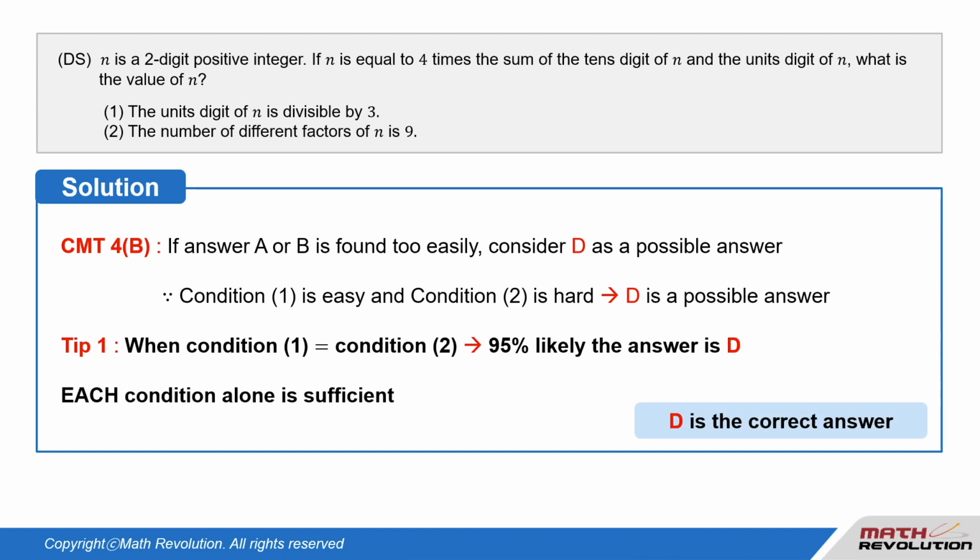This is a 49-level question. This question applies CMT 4B and tip 1. This type of question frequently appears in recent exams, so remember carefully. Thus, D is the correct answer. Answer D.